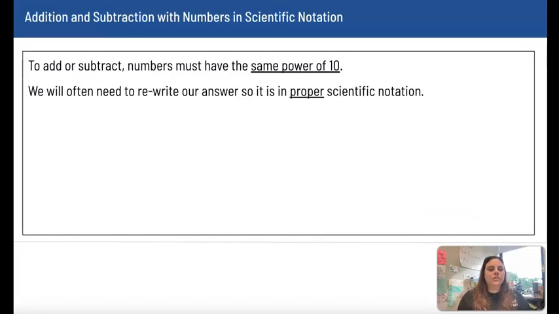To add or subtract, numbers must have the same power of 10. We will often need to rewrite our answer so it is in proper scientific notation. So two big things. We need to have the same power of 10, and then know that we may need to rewrite our final answer into proper scientific notation.